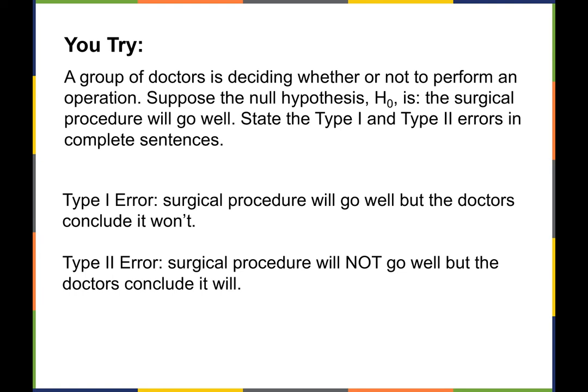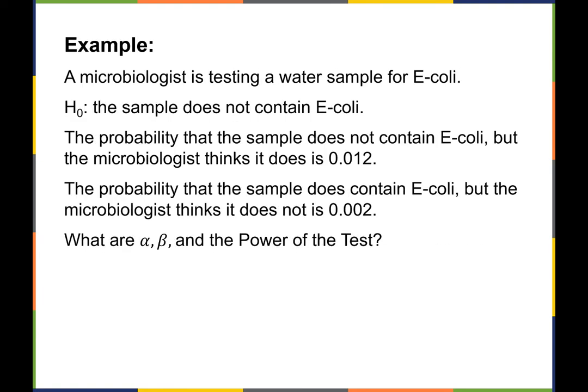Let's do one more example talking about alpha, beta, and the power of the test. A microbiologist is testing a water sample for E. coli. The null hypothesis is the sample does not contain E. coli. Like, as in, the amount of E. coli present equals 0. The probability that the sample does not contain E. coli, but the microbiologist thinks it does, is 0.012. The probability that the sample does contain E. coli, but the microbiologist thinks it does not, is 0.02. What are alpha, beta, and the power of the test?